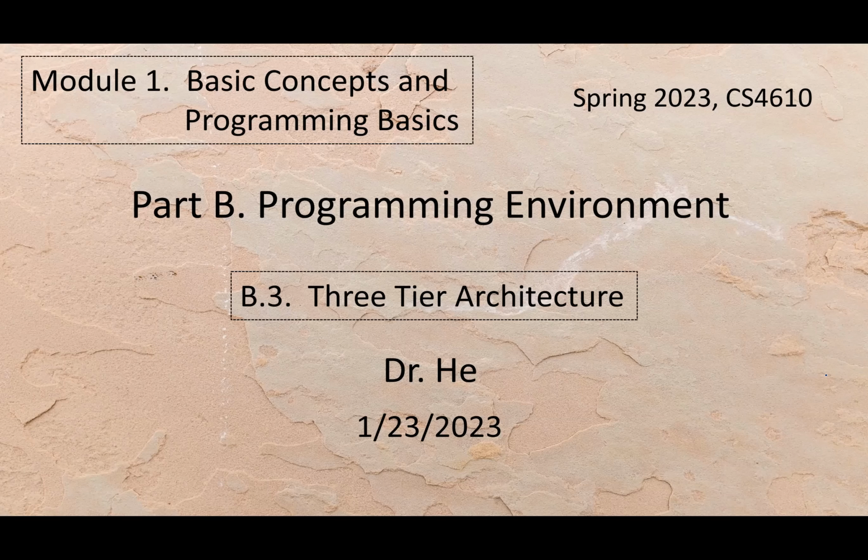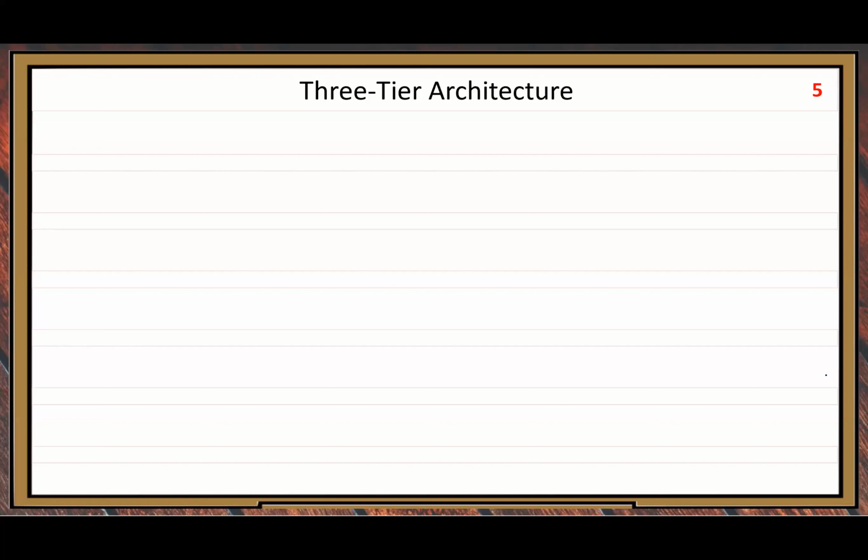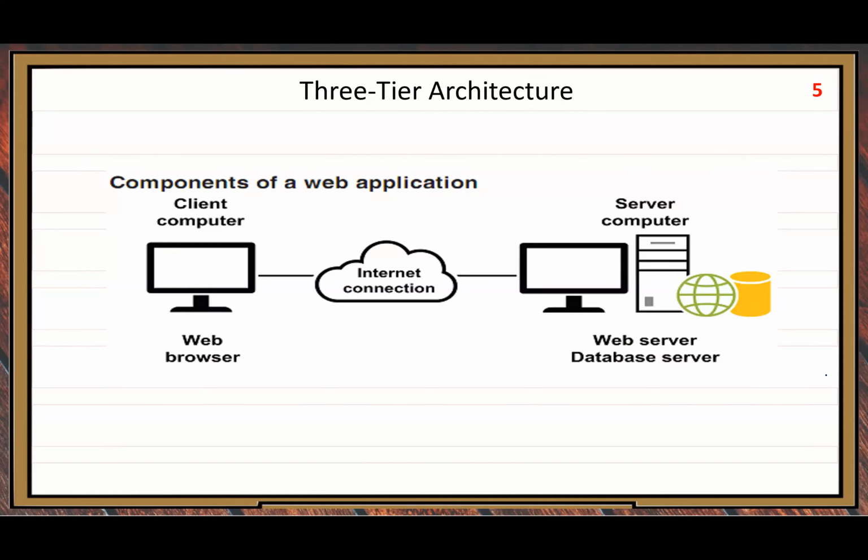Here, let me talk about three-tier architecture. Pretty simple, the big picture for data communication. Look at this picture. That's a typical arrangement for client, server, then communication, with an Internet connection between them.